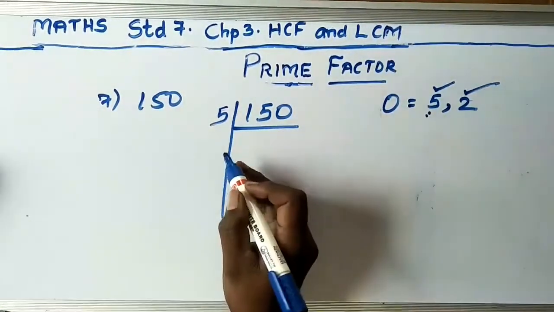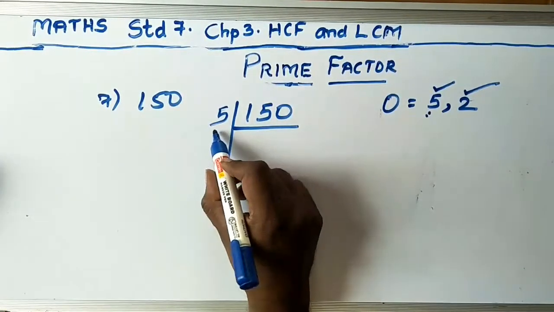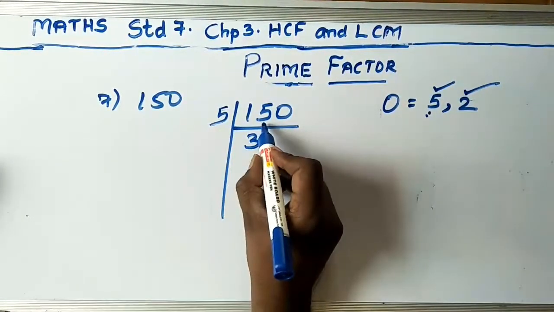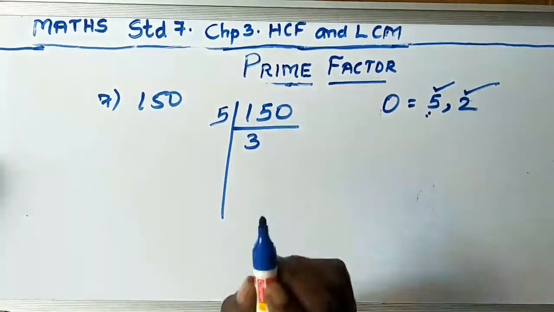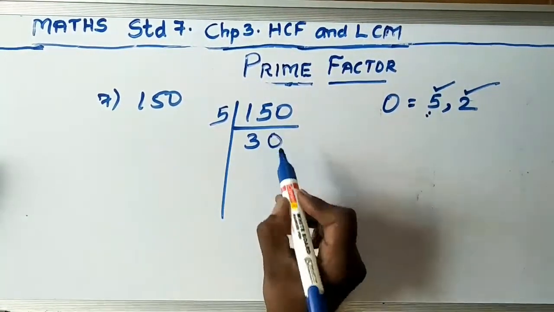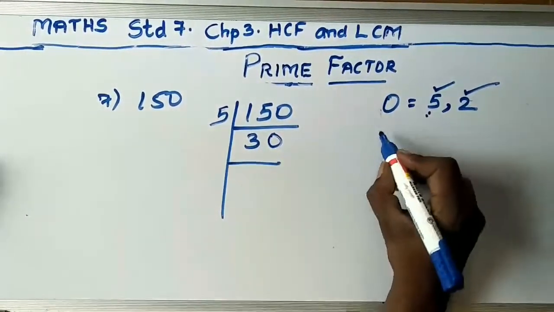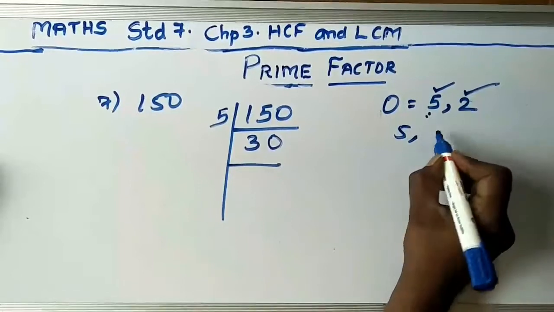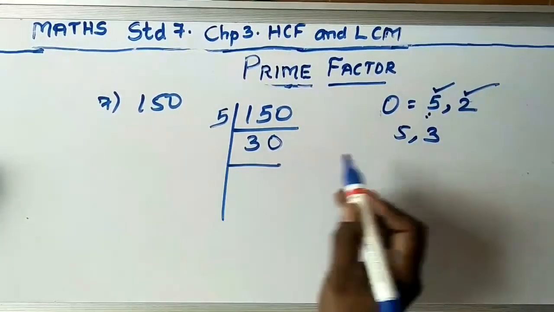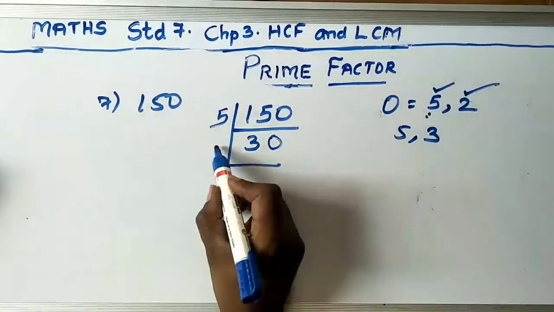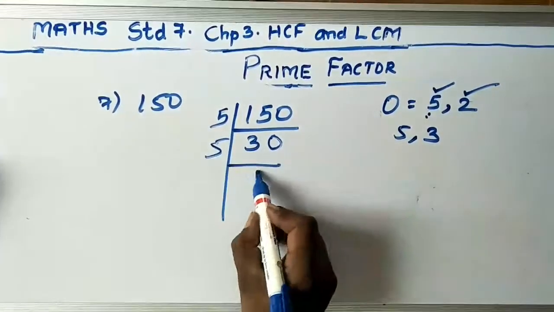You can take 2 table also, but carry forward will be there. So I'll take 5. 5 3s are 15. 15 is there. What is remaining now? 0. 0, put it down. It becomes 30. 30 goes in 5 table as well as 3 table. Either you take 5 or take 3. If you take 5, then you have to write here 6.